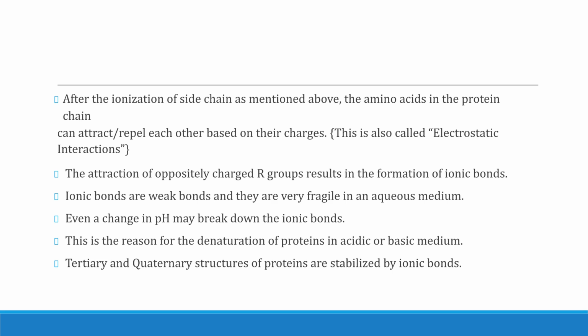The attraction of oppositely charged R groups creates ionic bonds, also known as electrostatic interactions. These are weak and easily broken by changes in pH, which can lead to protein denaturation. Ionic bonds stabilize the tertiary and quaternary structures of proteins.